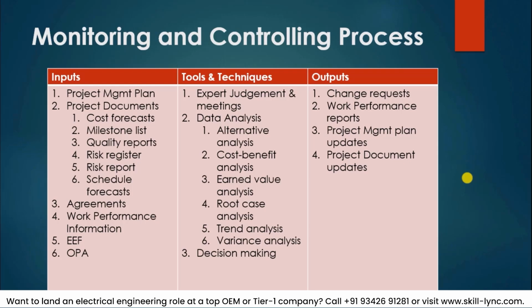And next, all the work performance reports have to be generated, as we have seen earlier with the work performance data and the information. You process them and then build reports, and the project management plan will get updated based on the current activities that you are performing, and these updates will also get reflected in the project documents that you have taken up. So this is the monitoring and controlling process.